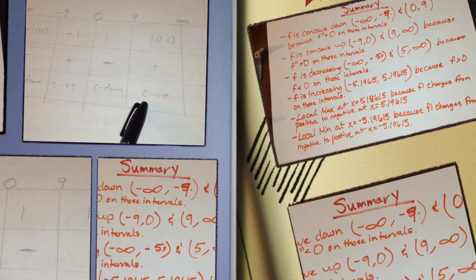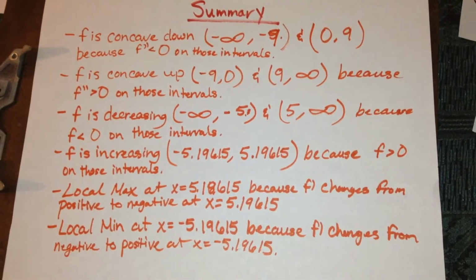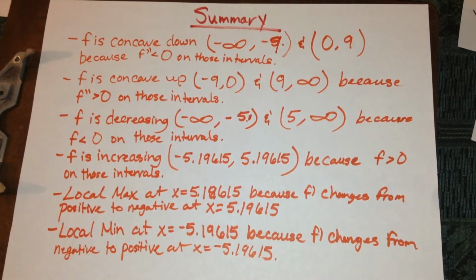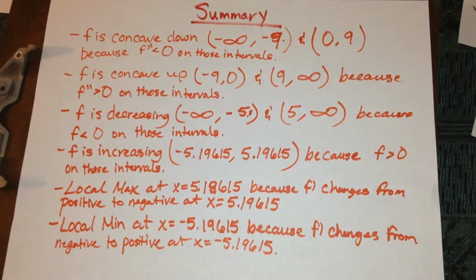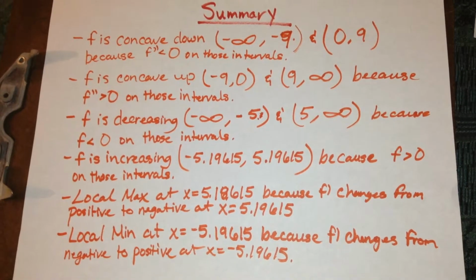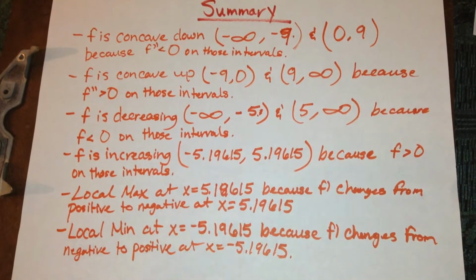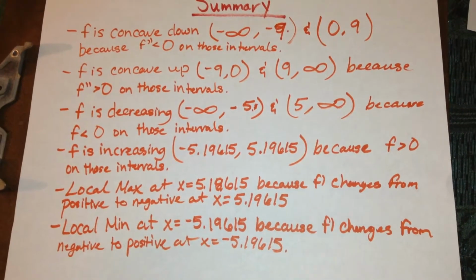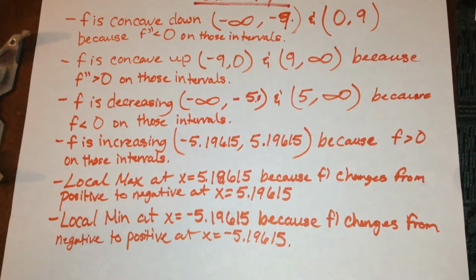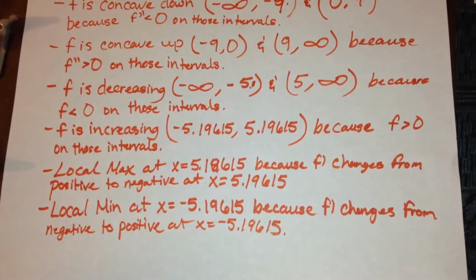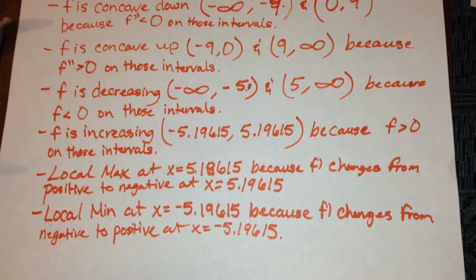Now a summary of the entire problem. F is concave down on negative infinity to negative 9 and 0 to 9 because f double prime is less than 0 on those intervals. F is concave up on negative 9 to 0 and 9 to infinity because f double prime is greater than 0 on those intervals.